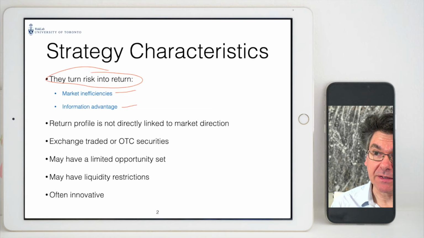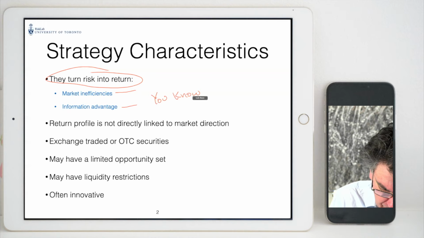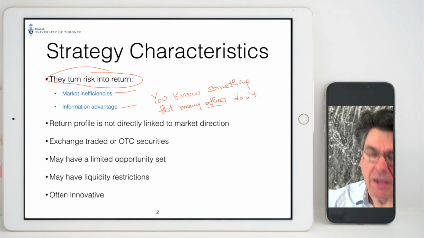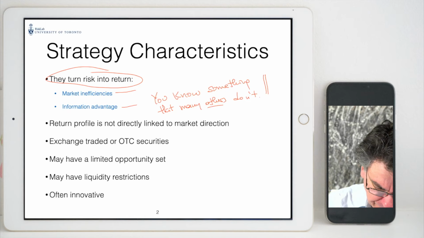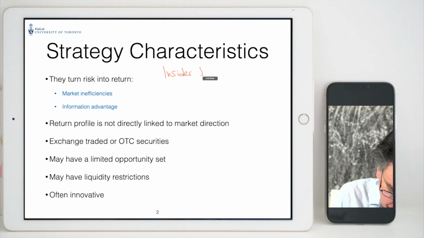Information advantage is that you know something that many others don't. This is not to be confused with knowing something that you're not supposed to use for trading. There's a restriction here. Insider trading is illegal. Okay, but that's different.